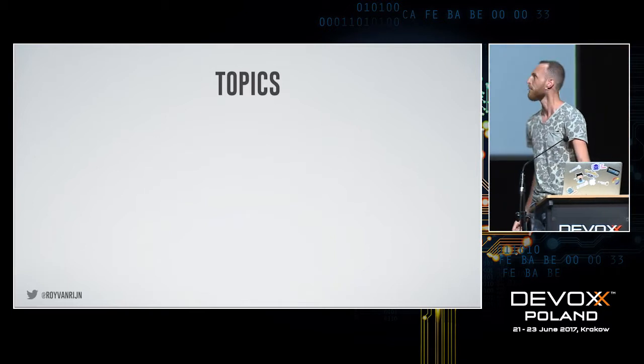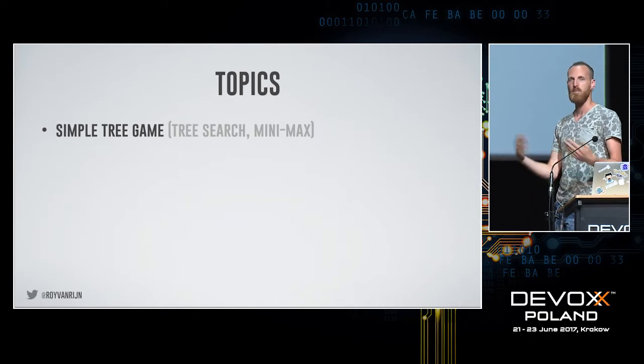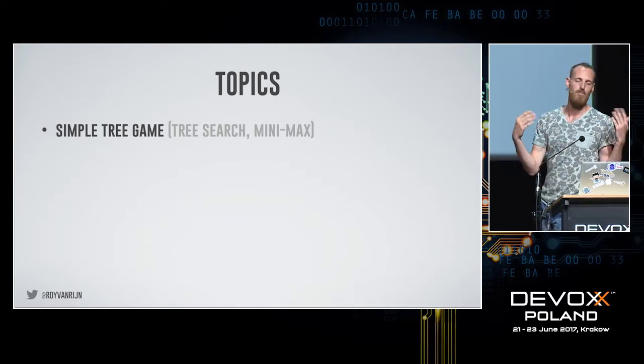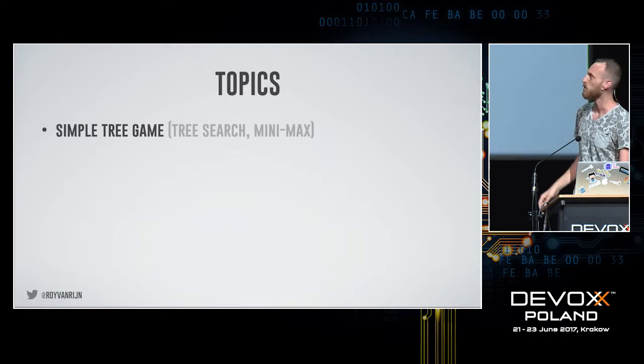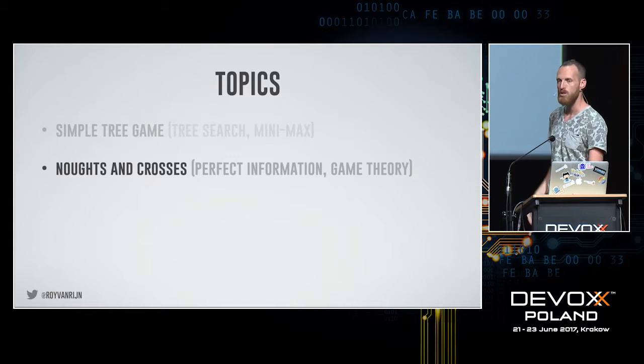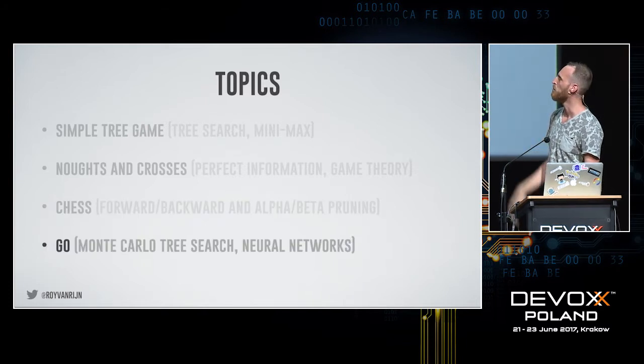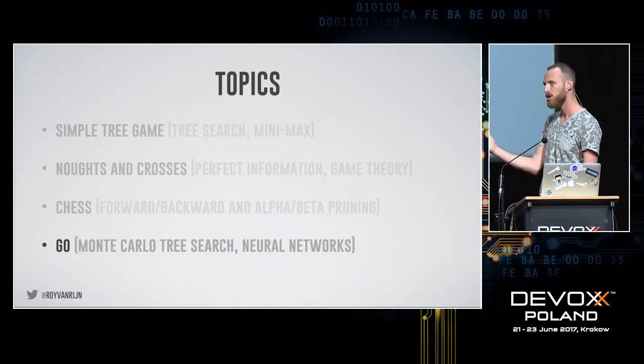So what are we going to cover? We'll start with a very simple tree-based game, and I'll explain the basics of a tree search, which you probably already know. I'll explain Minimax, which is an algorithm. Then we'll move to Knots and Crosses, a bit more complex game. Then we'll talk about perfect information and game theory. Then we'll move to chess, forward-backward pruning, alpha-beta pruning. And then we'll end up at Go, our main objective, and talk about Monte Carlo tree search and neural networks. Sounds complicated, but it isn't.